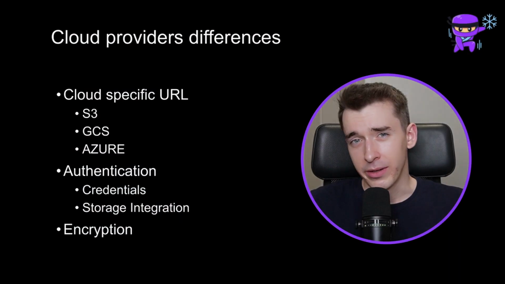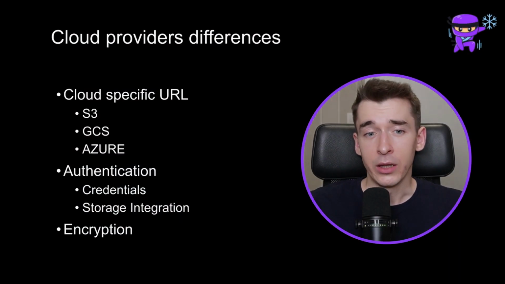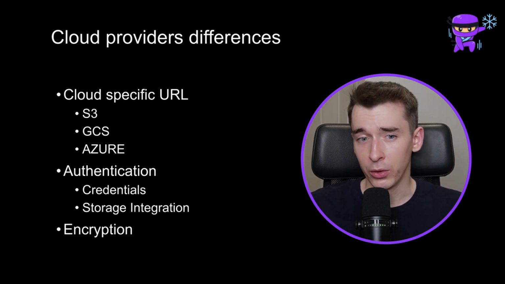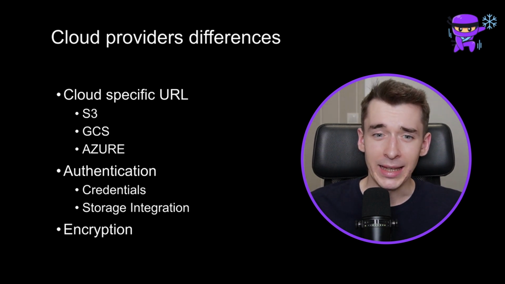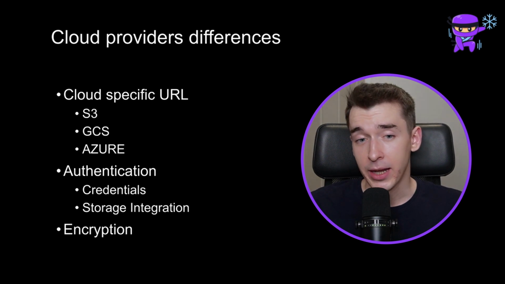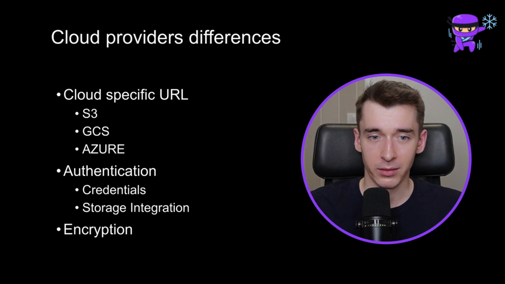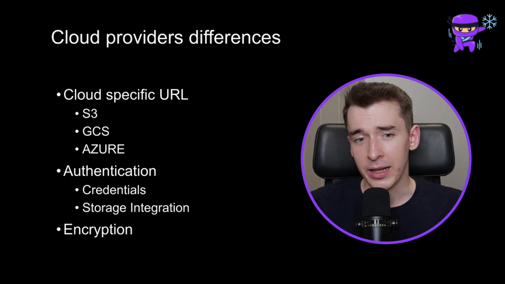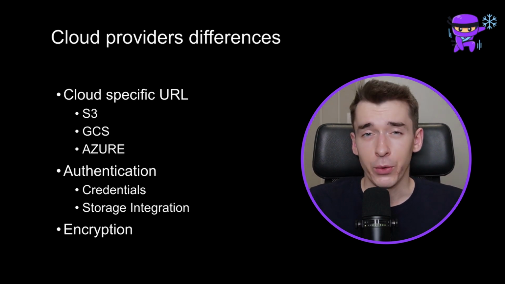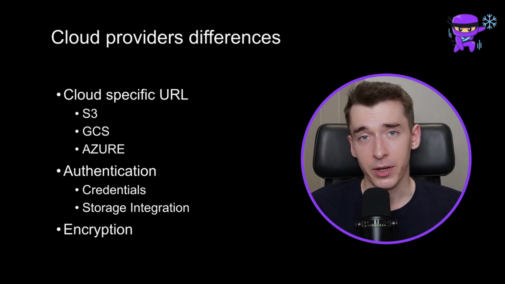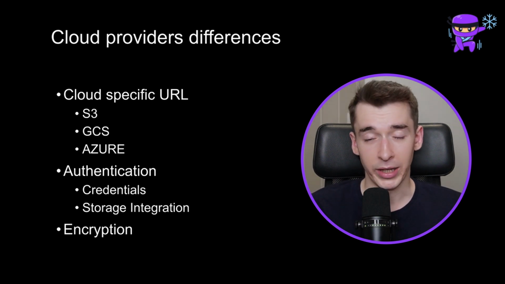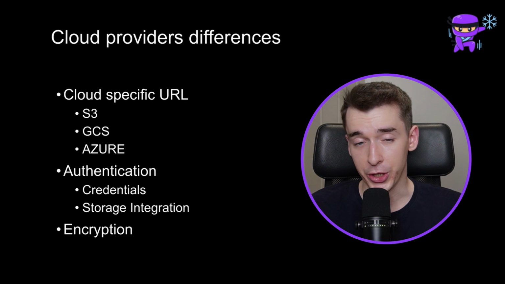When it comes to differences between cloud providers, it's worth mentioning that every cloud provider has its own prefix. So for example, AWS has S3 prefix, Google has GCS prefix, and Azure has just azure. The other one is the authentication. So we can distinguish two types of authentication: by credentials and by storage integration.